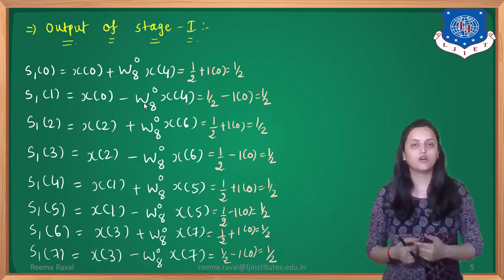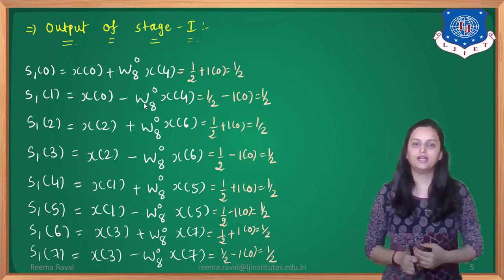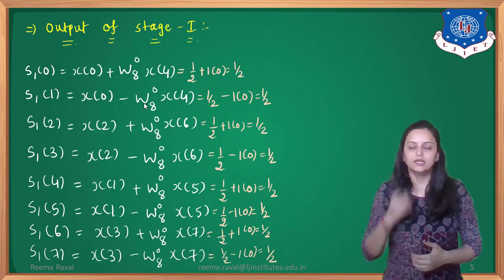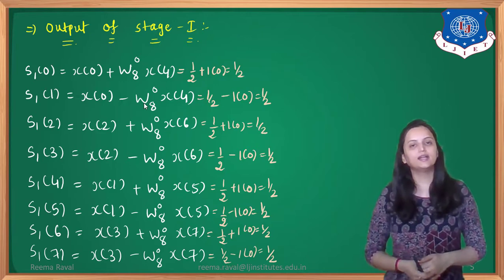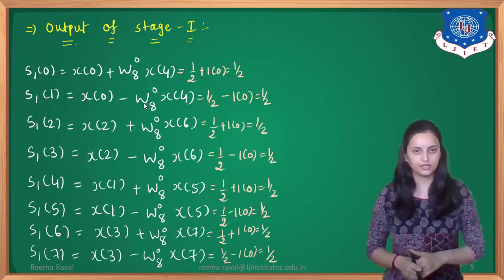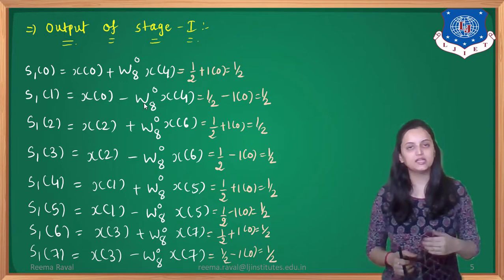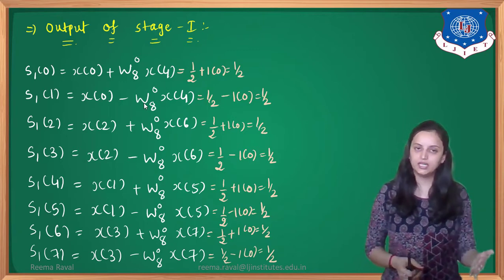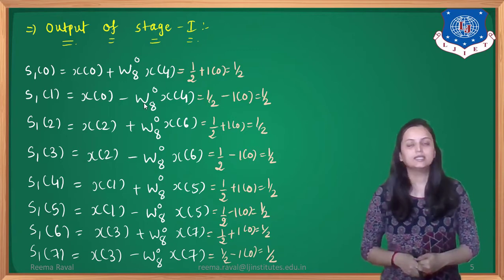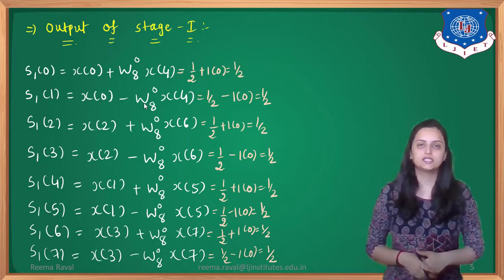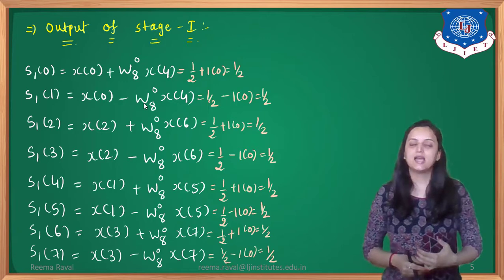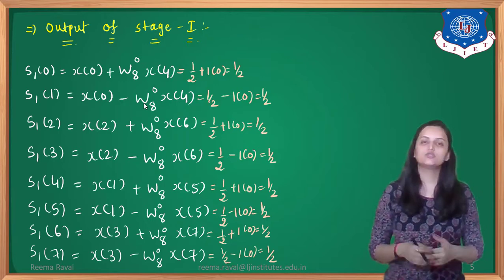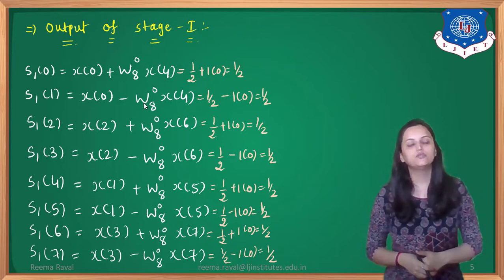S1 of 4 equals x of 1 plus W at 0 x of 5, that is 1 by 2 plus 1 into 0, equals 1 by 2. Next is S1 of 5, that is x of 1 minus W at 0 x of 5, equals 1 by 2 minus 1 into 0, equals 1 by 2. Next is S1 of 6, that is x of 3 plus W at 0 x of 7, equals 1 by 2 plus 1 into 0, equals 1 by 2. Next is S1 of 7, that is x of 3 minus W at 0 x of 7, equals 1 by 2 minus 1 into 0, equals 1 by 2.